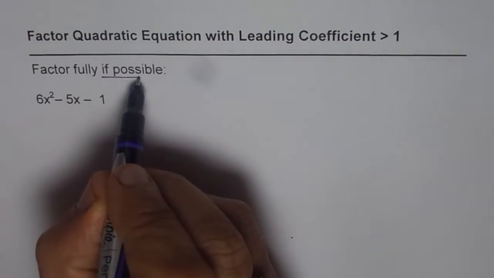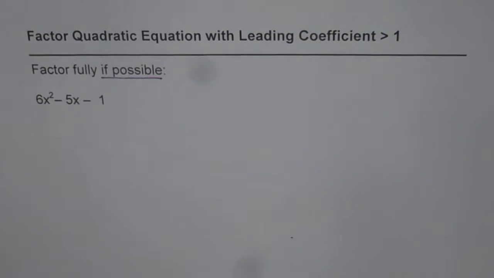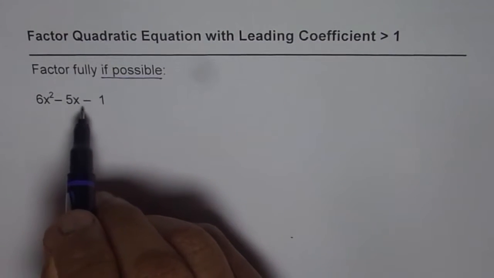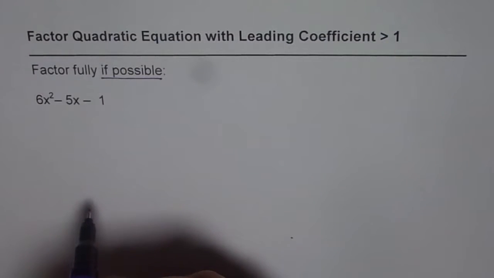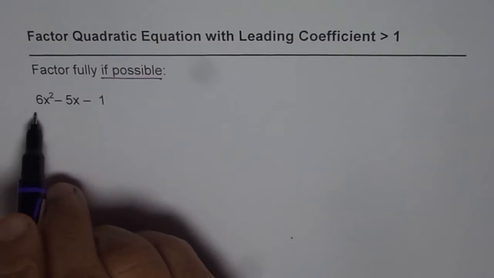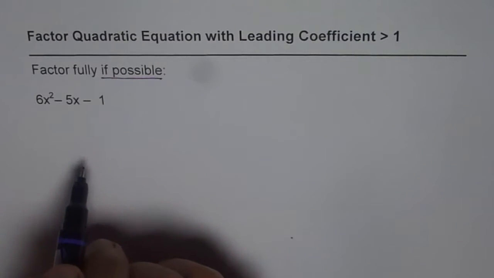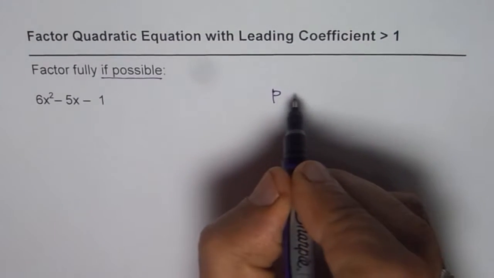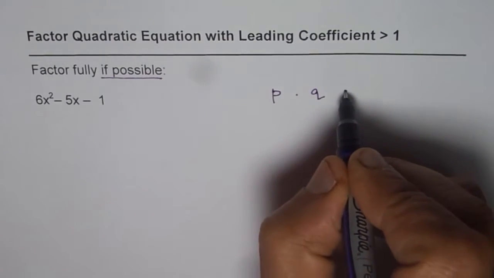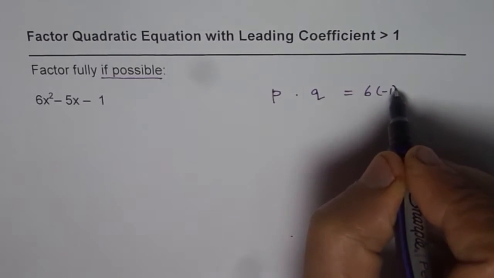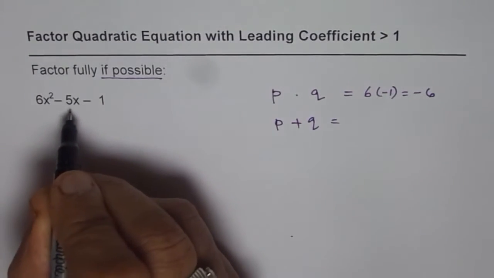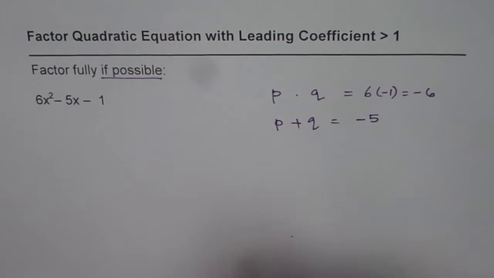It's very important to note this phrase "if possible," since sometimes you may have equations which cannot be factored using integers. Now, the example is 6x squared minus 5x minus 1. The technique is to find two numbers whose product is 6 times minus 1, which is AC, and whose sum is minus 5. Let's say the numbers are P and Q, whose product is 6 times minus 1, which is minus 6, and whose sum P plus Q is the coefficient of x, which is minus 5. This is what we are looking for.